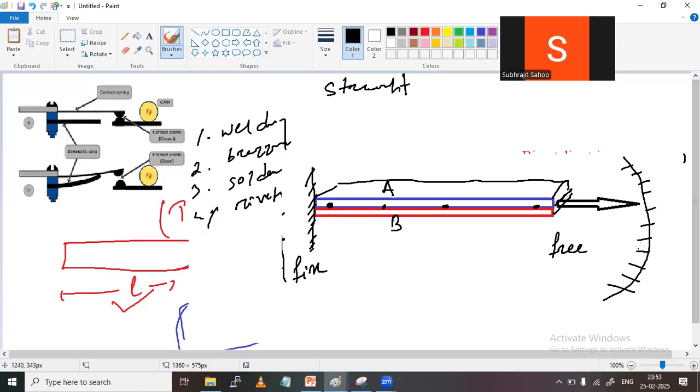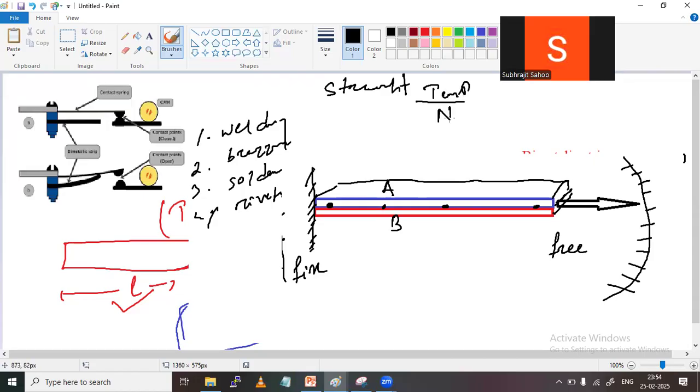So now this is the simple construction. Now coming to the working, how it is working. Three conditions I will tell. When the temperature is normal.